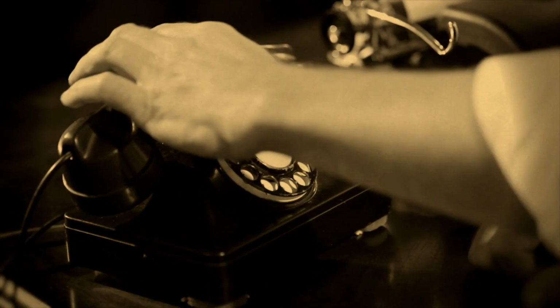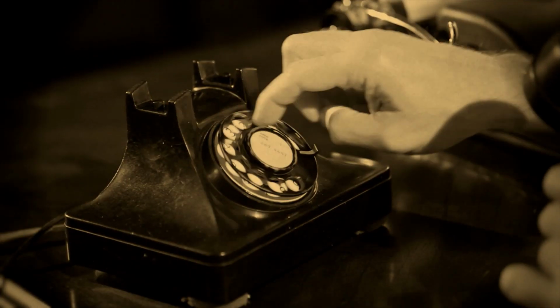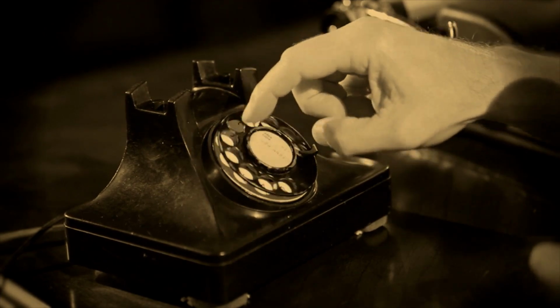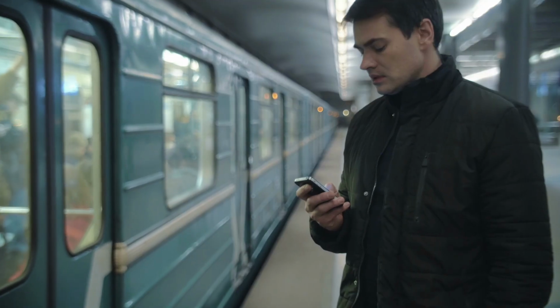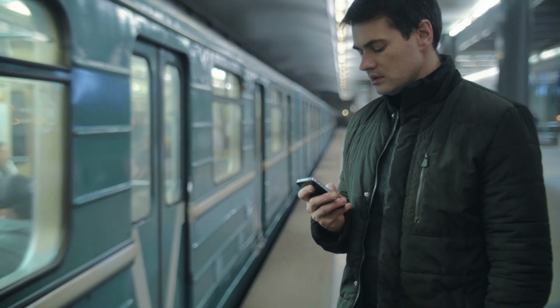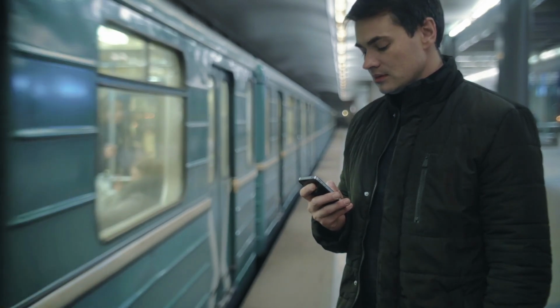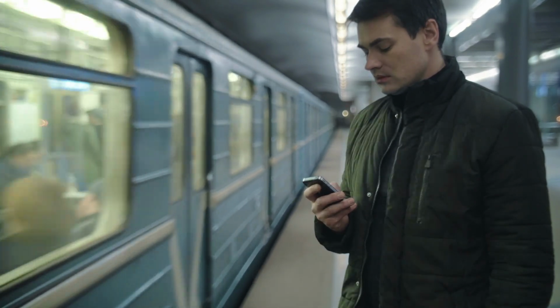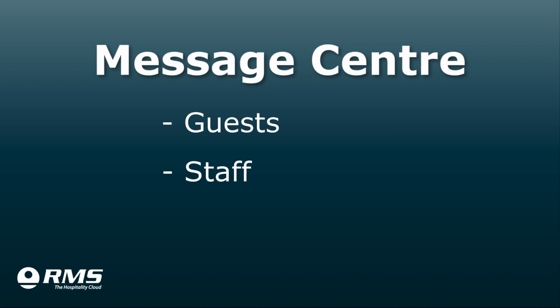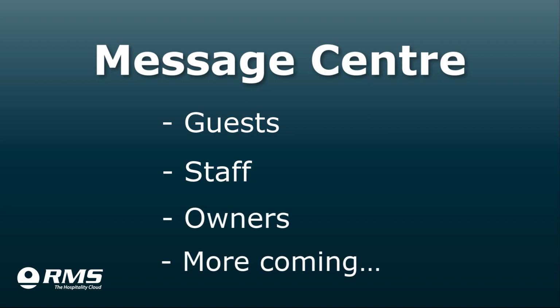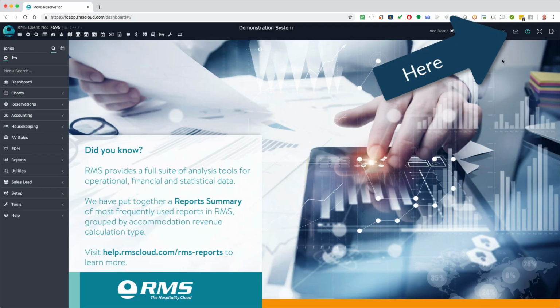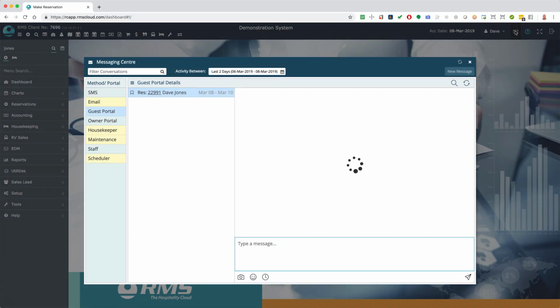The telephone is no longer the preferred method for guests to communicate, nor is it efficient. The modern traveller prefers the more instant yet less intrusive methods of text or chat. The RMS Cloud Message Centre is where you can manage text and chat conversations with guests, staff, unit owners, and more. Access the Message Centre by clicking on the envelope icon.